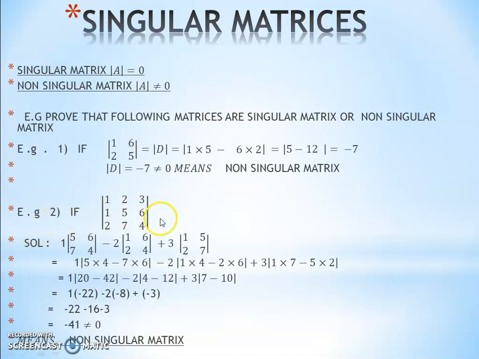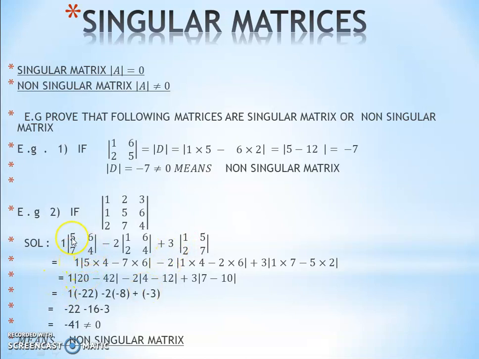1, 2, 3, 1, 5, 6, 2, 7, 4. Let us check whether it is a singular or non-singular matrix. We skip the first row, first column, and write 5, 6, 7, 4. Now skip the first row, second column. What is remaining? 1, 6, 2, 4. We write 1, 6, 2, 4, and the middle sign is minus, so that is why minus 2 is outside the cofactor. First row, last column: what is remaining? 1, 5, 2, 7. So we write 1, 5, 2, 7, and plus 3 is outside, for the first row and last column.